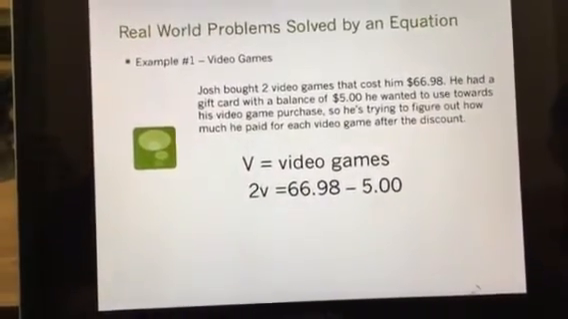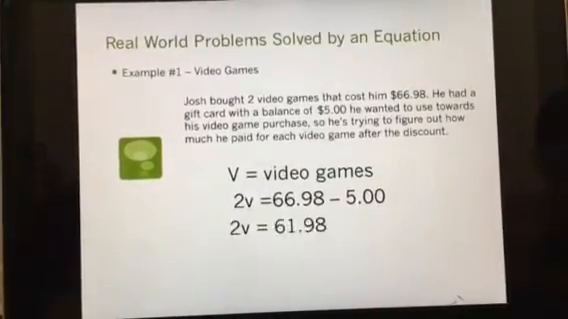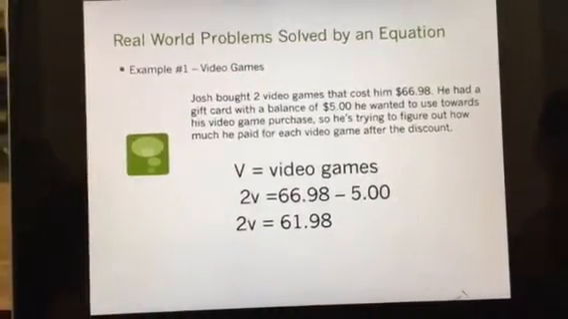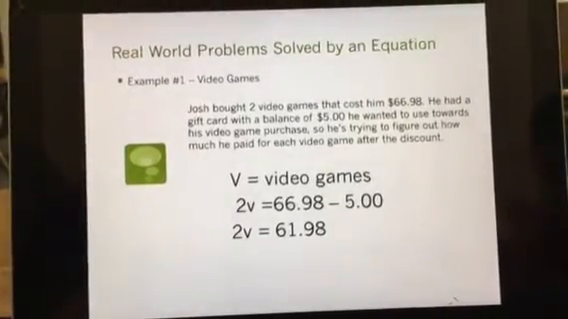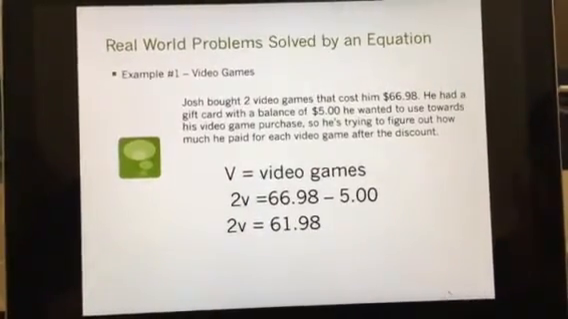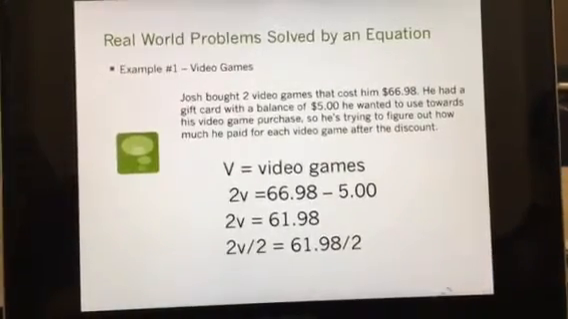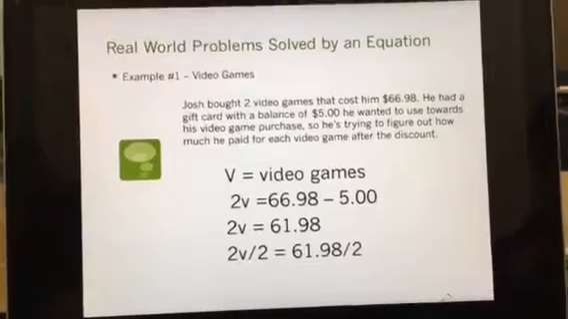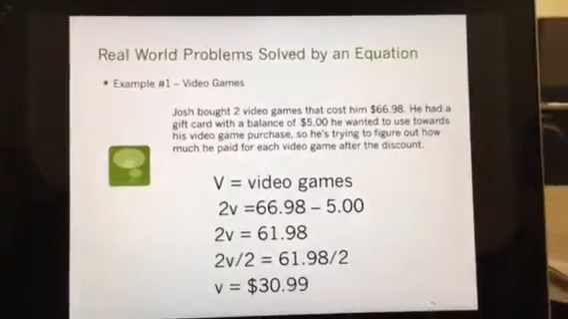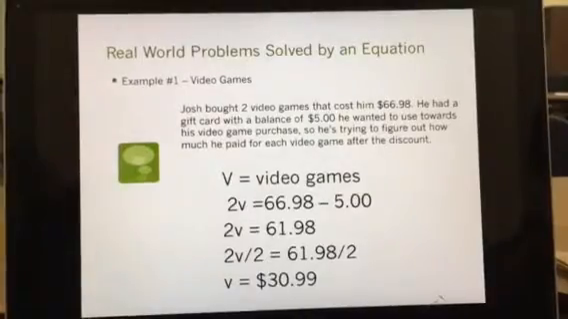First, I'm going to do the simple subtraction on the right side of the equation. So 66.98 minus 5.00 equals 61.98. My equation now is 2V equals 61.98. To get V by itself, I'm going to divide both sides by 2 because what I do to one side, I have to do to the other. V is by itself, and 61.98 divided by 2 equals 30.99. So V equals $30.99, which is what Josh paid for each video game after his discount.